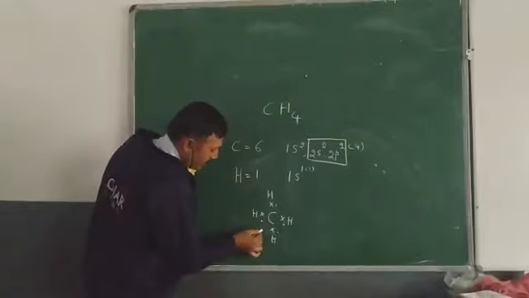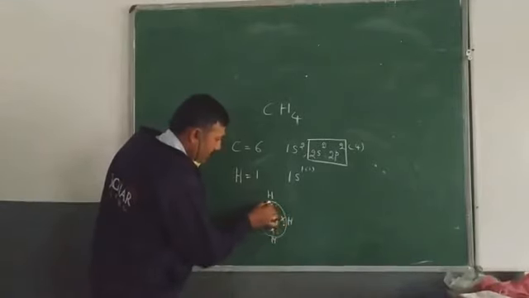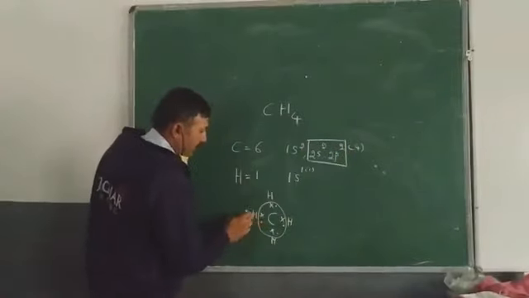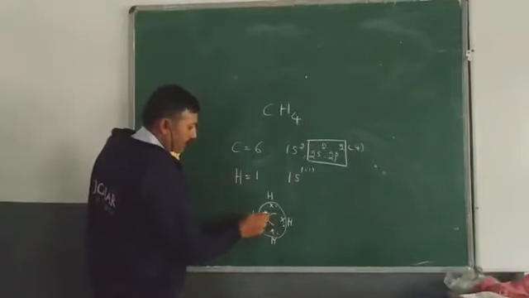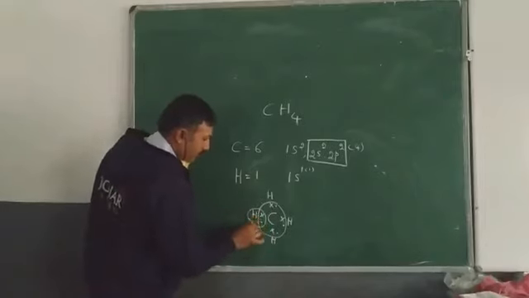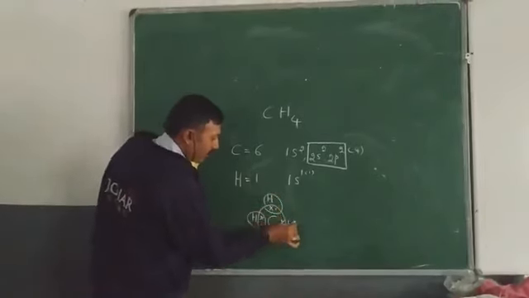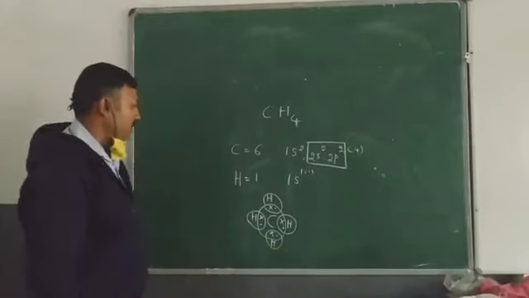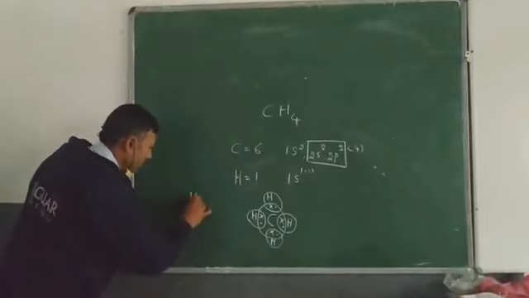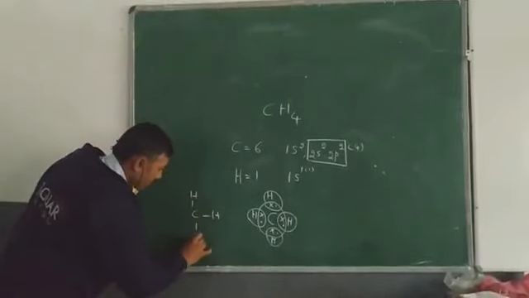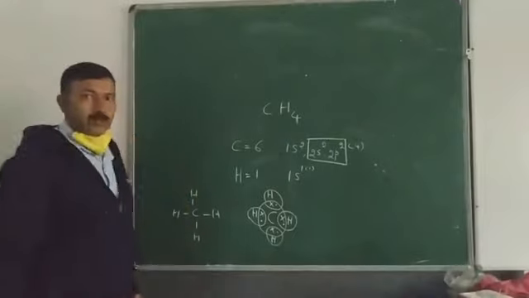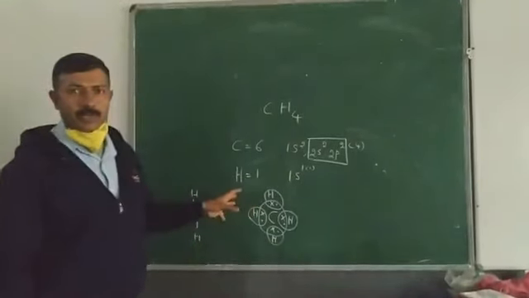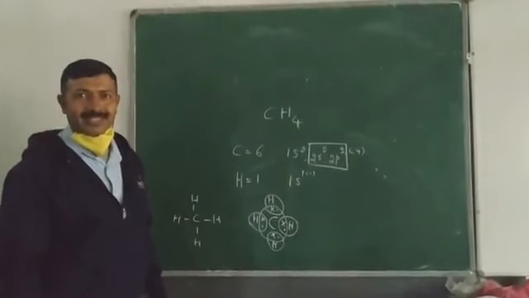By sharing electrons you can see here carbon has got 4 electrons which it was deficient of, and each hydrogen is getting 1 electron from the carbon. So this is how the methane compound is formed. Here the bond formation is by sharing of electrons, and the structure of methane is CH4. This is how the covalent bond is formed by sharing of electrons.